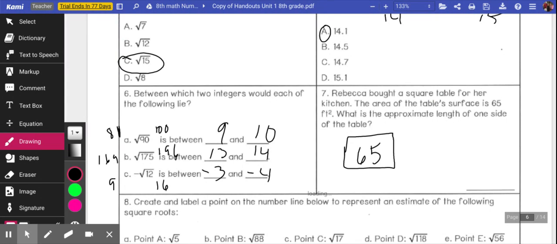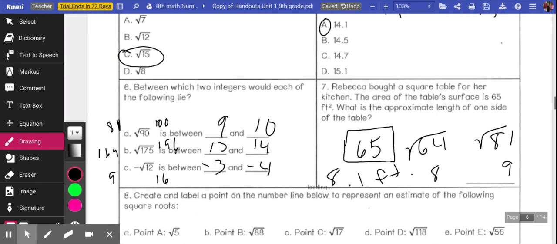Okay, and on this one I forgot to do. So the estimate of the square root of 65 is between the square root of 64 and the square root of 81. So that is 8 and that's 9. So we know it would be 8 point something. And 65 is right after that. So the only thing that would make sense would be 8.1 feet.